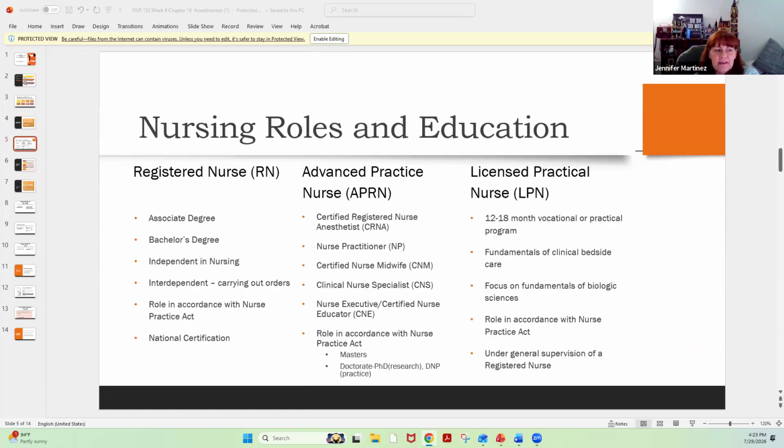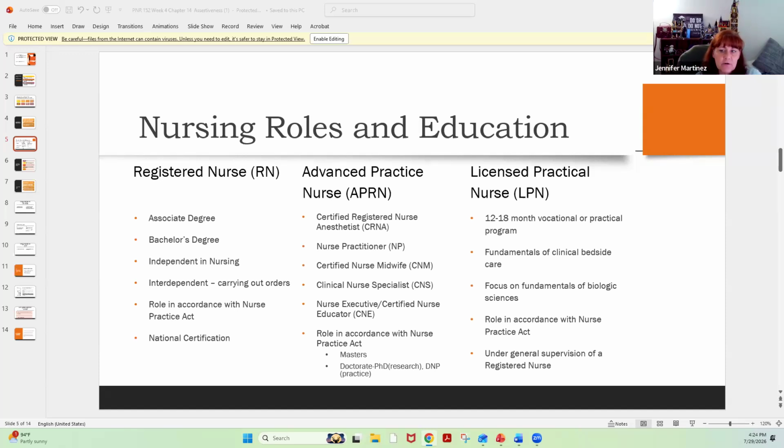I don't think this chart is in your book, I think we just made this chart, but this is a little bit about the different levels of nursing. Okay, so I'm going to start with the RN. We have our registered nurses, and registered nurses are the largest group of healthcare workers in the US. All right. And there's different levels.